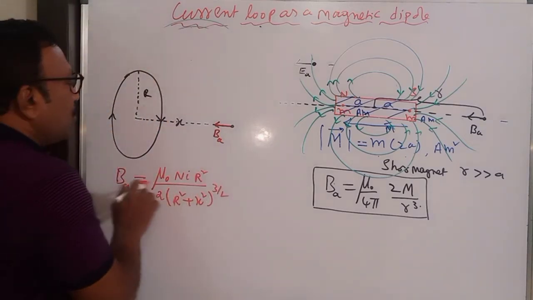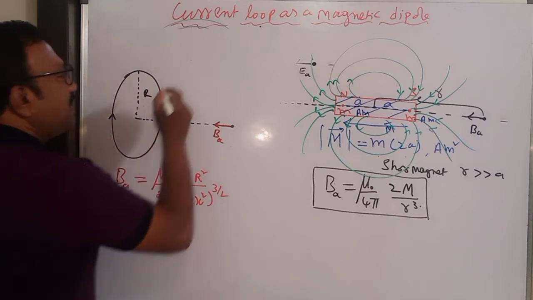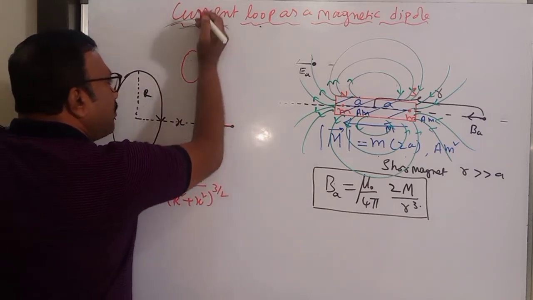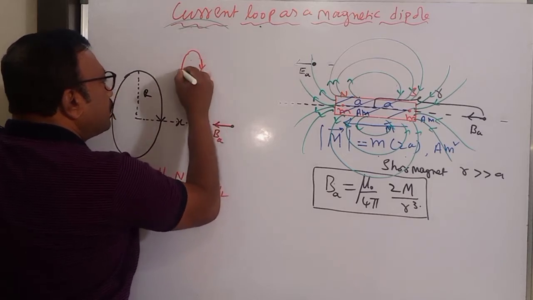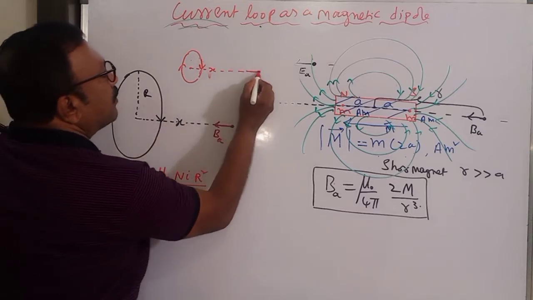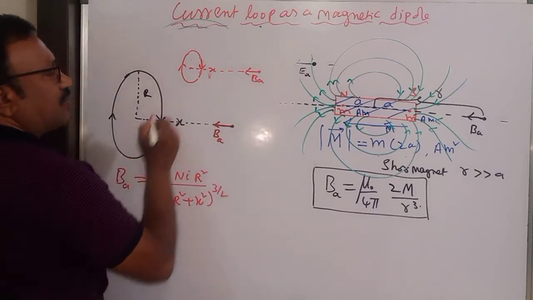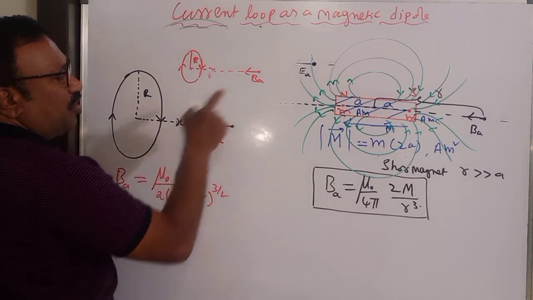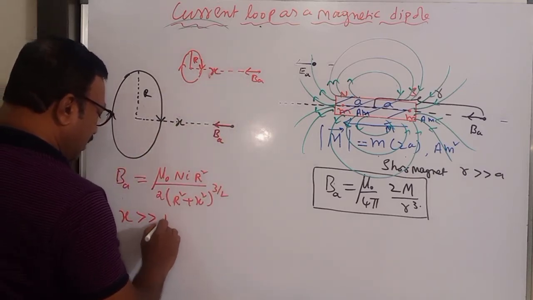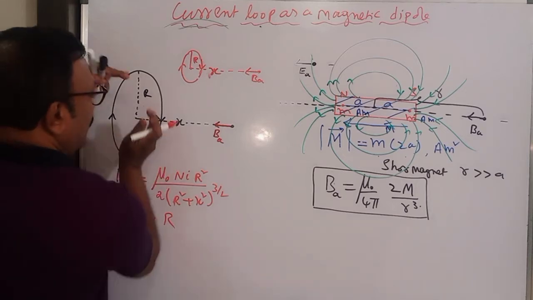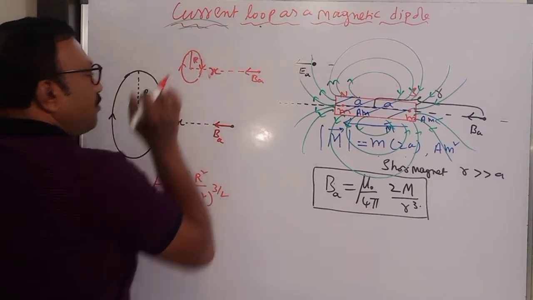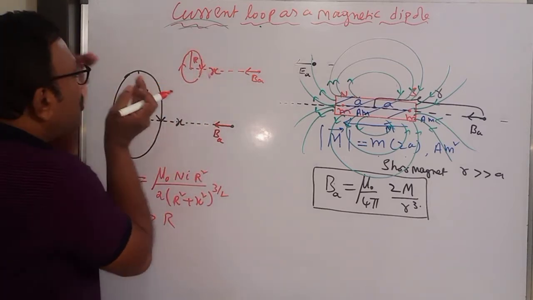Now here also I will take x larger than the radius. That means I will be taking a smaller loop like this, and at a distance x I will be taking a larger distance. You will be finding the magnetic field here. So this radius is small compared to x. So I should say x is very large compared to the radius. So take a smaller loop and take x a little bit larger, then x is large compared to the radius. That is called short.